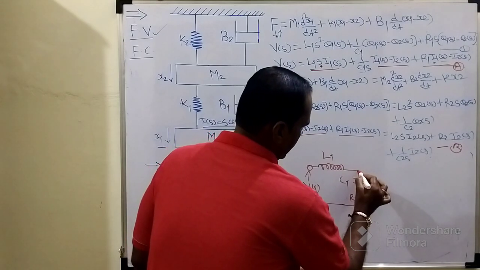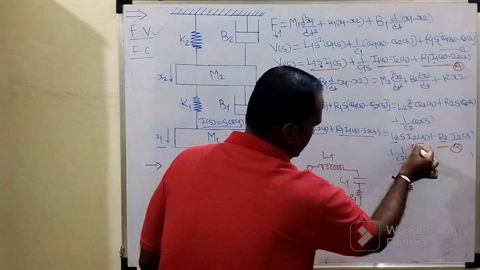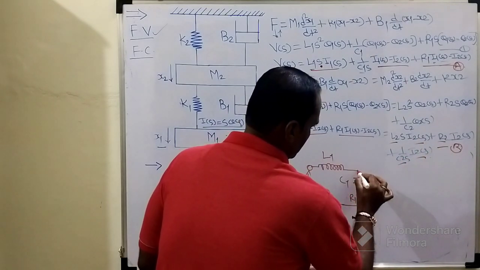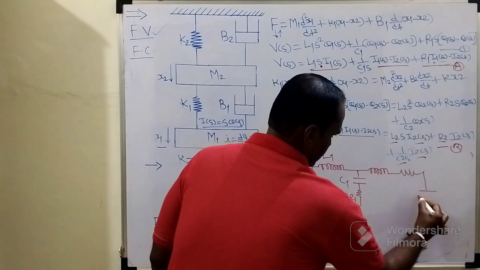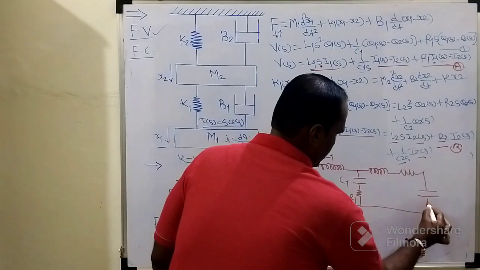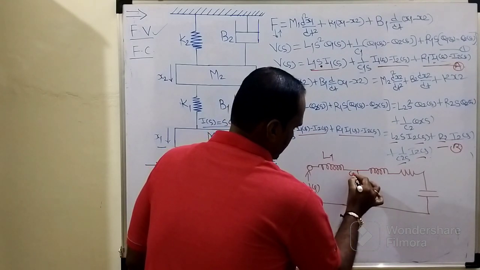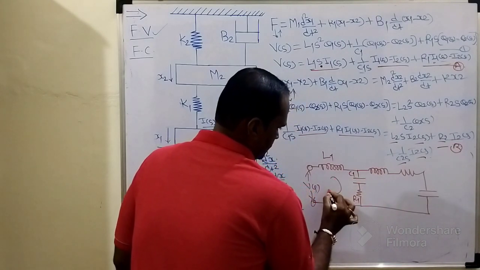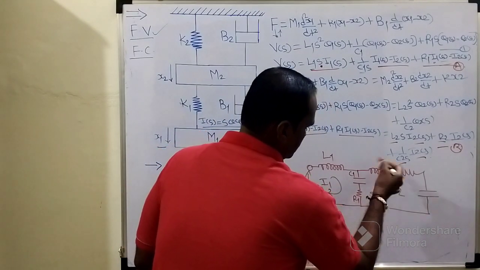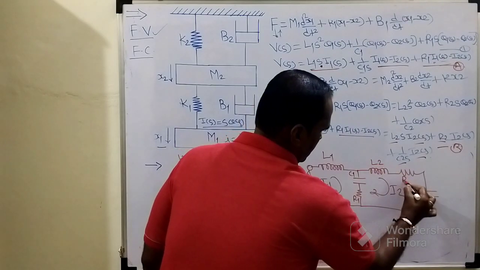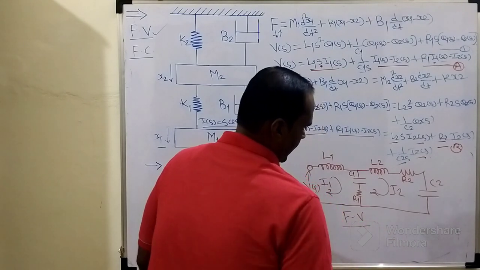In the intermediate or remaining part there are three elements, L2, R2 and C2. Through these three elements there will be a circulation of I2. So this will be L2, this will be R2 and this will be C2. This is how your circuit will look. This is C1, this is R1. Through this element there will be a circulation of I1, and through this element a circulation of I2. This is L2, R2 and C2. So this is nothing but the force voltage analogous circuit.